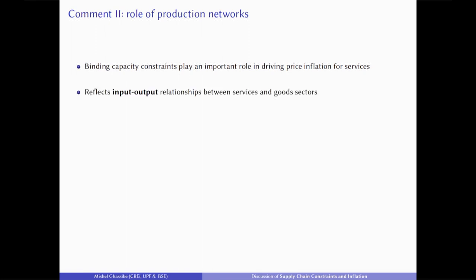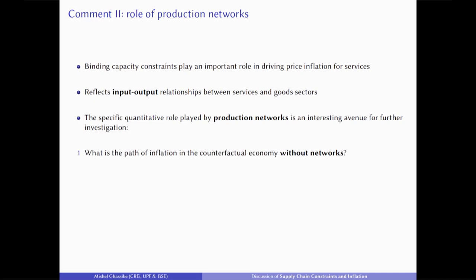So what we're talking about here is that the input-output relationships are crucial for explaining the dynamics of services inflation in particular. And I think this is where the paper, with the richness of the model, could say a lot more. I have three specific questions. Imagine I had a counterfactual economy where I simply had a multi-sector setup, but without production networks. What would have been the counterfactual path of inflation in that world? With that, we can really quantify the role of the input-output structure as a whole.